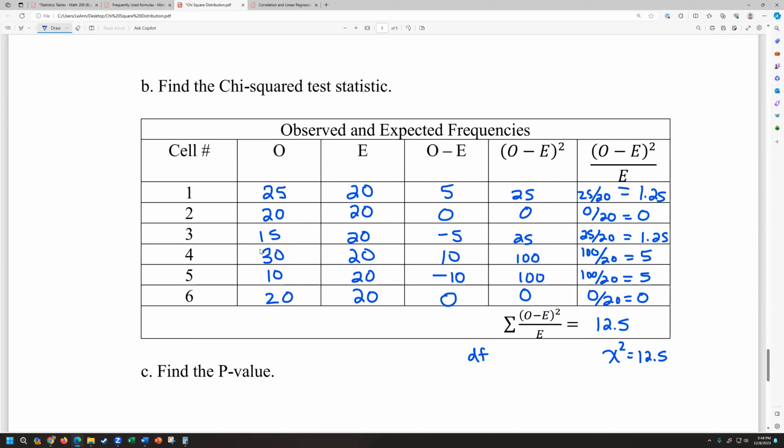My degrees of freedom, when you're doing the goodness of fit, you don't really have the contingency table set up. You just had a percentage or probability distribution, and then you had some observed data. So it's just K minus 1, where K is the number of categories. So in this case, K is the number of sides on the die. So 6 minus 1 would be 5. So that's my degrees of freedom.